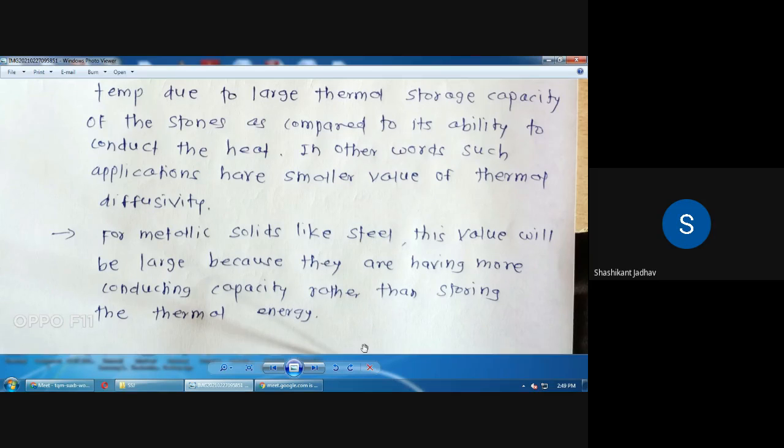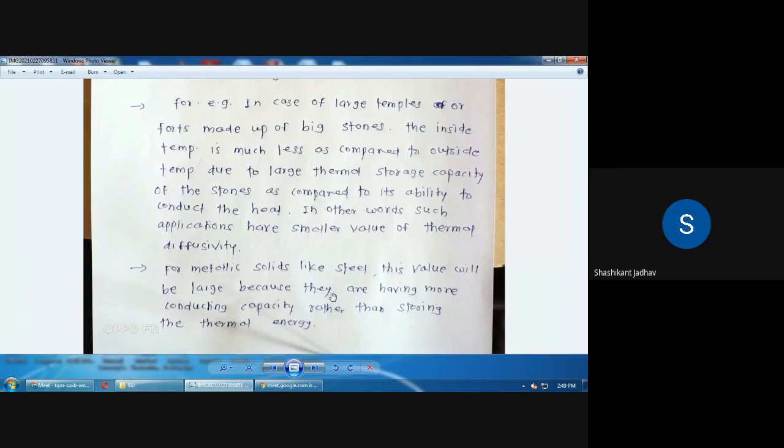टेम्पल्स आणि फोर्ट्स याच्यामध्ये जे काही स्टोन्स यूज करणार आहे त्याची थर्मल डिफ्युजिव्हिटी काय असणार आहे? कमी असणार आहे. बिकॉज they are storing the maximum heat as compared to conducting the heat. And what about this metallic solid like steel is there? For that case, the material is maximum heat is conducted as compared to the storing. So that material is having high thermal diffusivity. So this is the example for the thermal diffusivity.